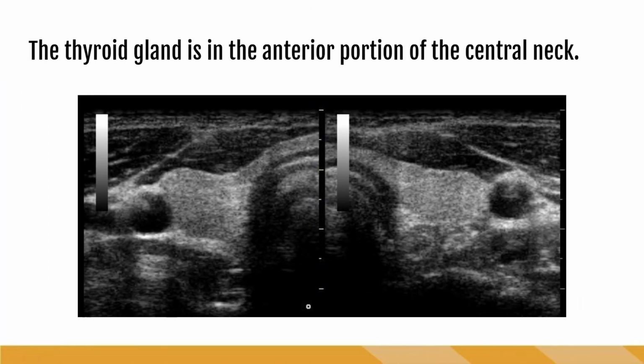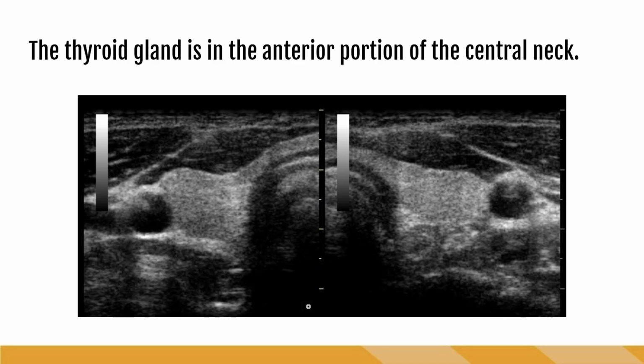We know that the thyroid gland is in the anterior portion of the central neck. A lot of students will try to go very far lateral on the neck when imaging the right lobe or the left lobe, but my advice to you is to start a little bit more centrally and just ever so slightly go to the right of midline or go to the left of midline. You really don't need to go too far lateral to get really nice images of the thyroid.